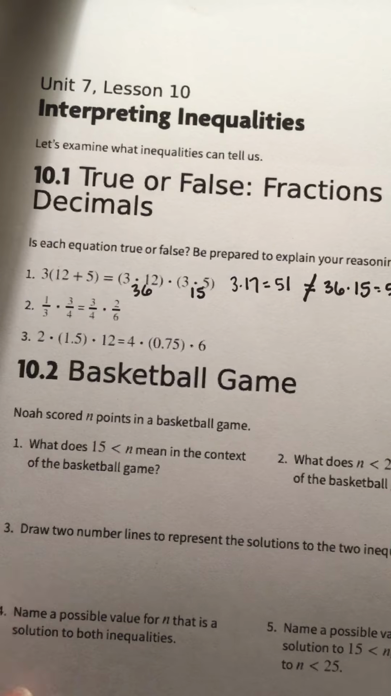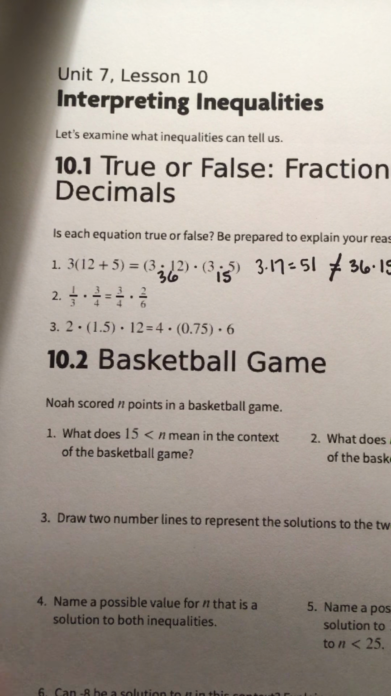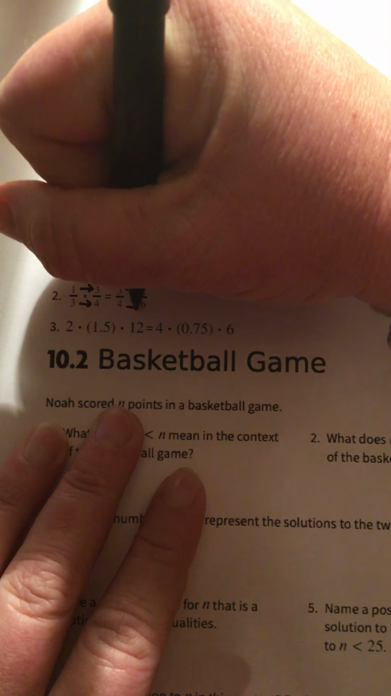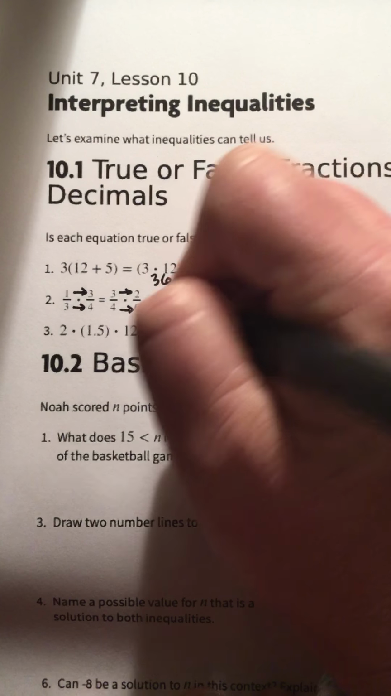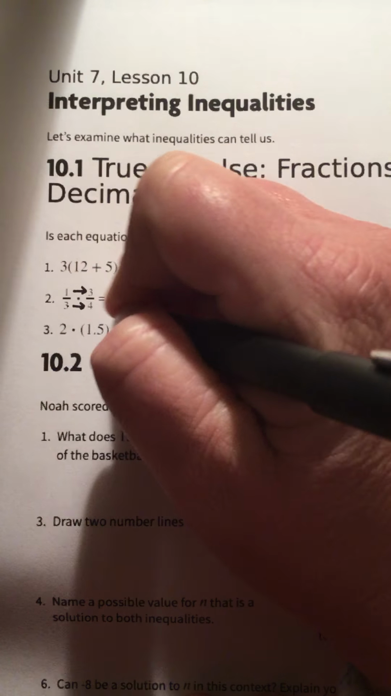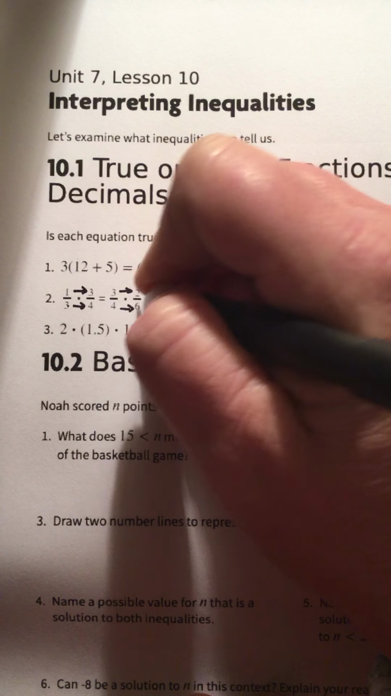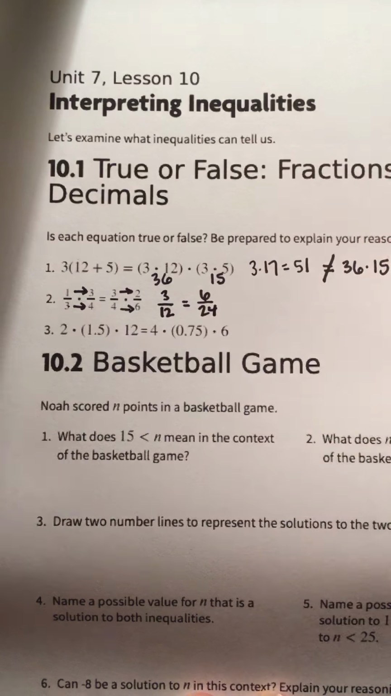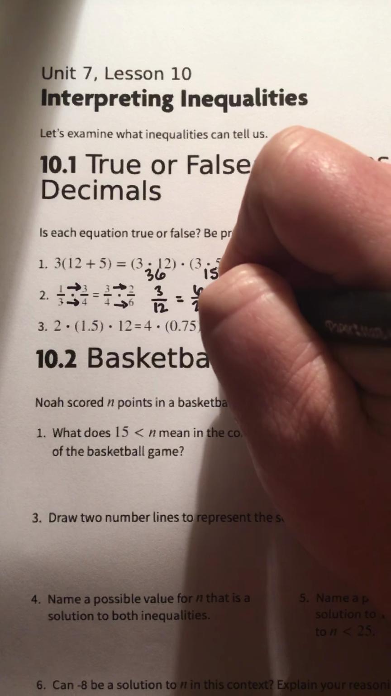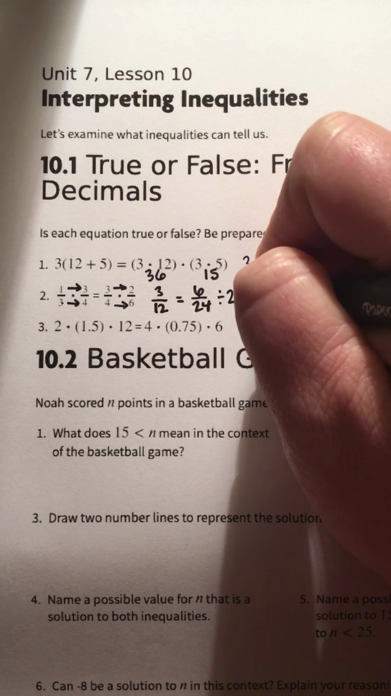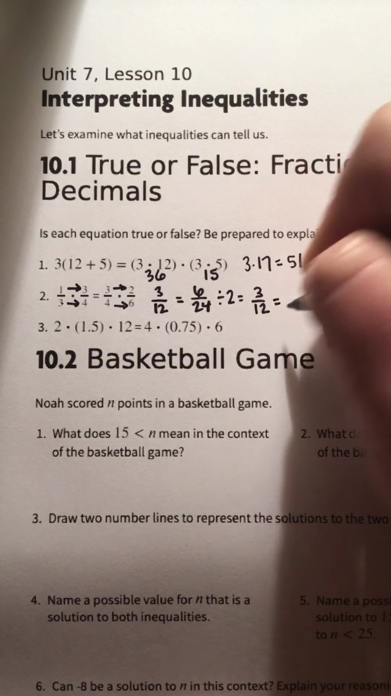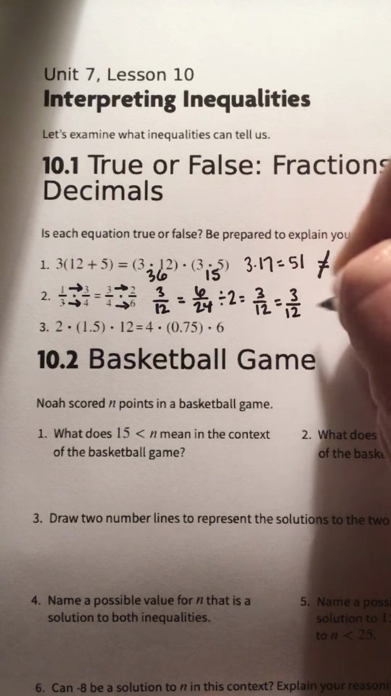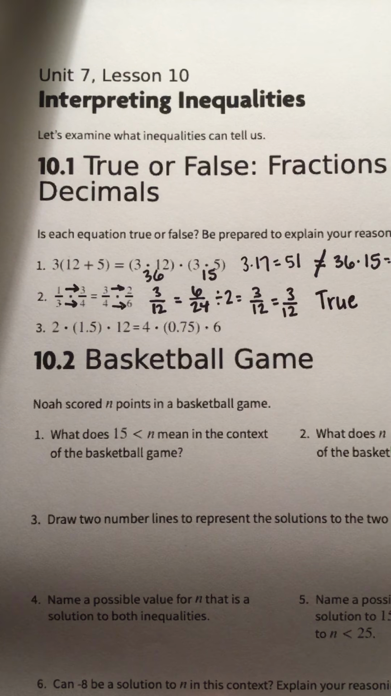So this one is going to be false. Okay. Now the next one, you're multiplying fractions straight across. So 1 times 3 is going to be 3, and 3 times 4 is 12. And then 3 times 2 is 6, and 4 times 6 is 24. Now, you could say this is not equal, but what happens if we divide this one by 2? We end up with 3 over 12 equals 6 divided by 2 is 3, 24 divided by 2 is 12. So this one is true because both of those are equal.